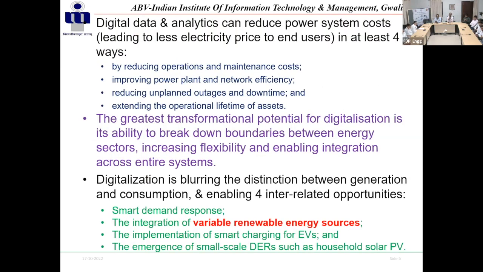So a few things we know: the digital data and its analytics can reduce the power system cost, leading to less electricity price to the end users in at least 4 ways. First, it will reduce the operational and maintenance cost. If we can use the digital techniques, it improves the power plants and the network efficiency, reducing the unplanned outages and the downtime, and extending the lifetime of the assets. We can go for the health monitoring of the operator.